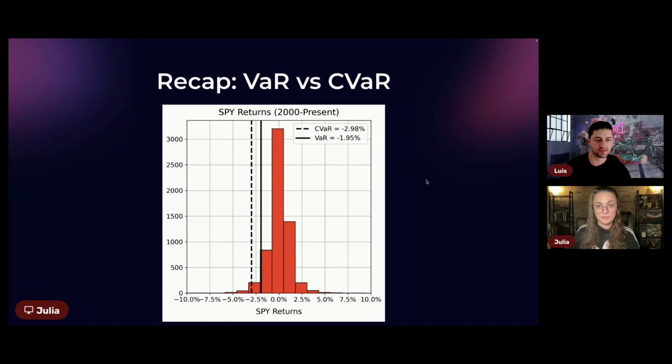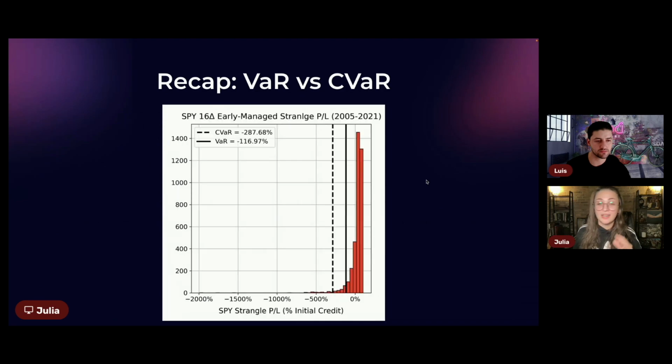Make sense? Makes sense. So this is what it looks like for SPY, where you don't have as much skew. It's still not perfectly a normal distribution, but it doesn't have nearly as much skew as the options example. So here we're looking at the P&L distribution. All of these are just different P&Ls. They fit into different boxes, and the boxes are different heights depending on how many P&Ls fall into that box, basically. So for 16 delta SPY strangles that are managed early, so 45 DTE and managed at 21 days, right?